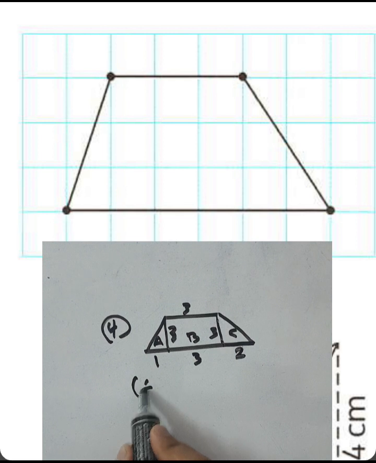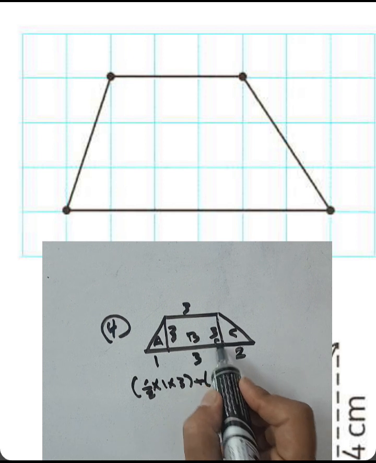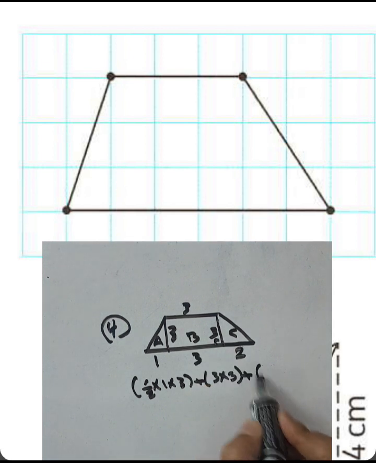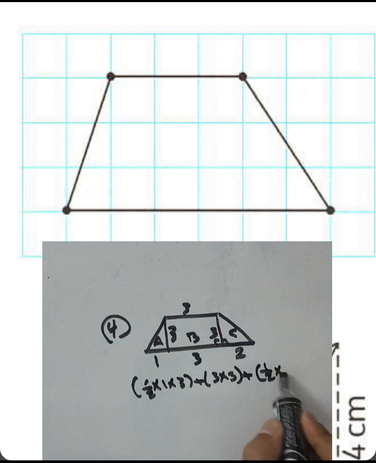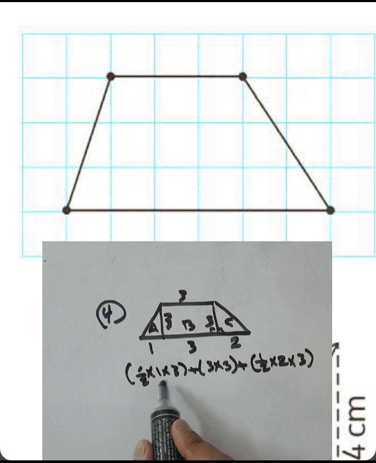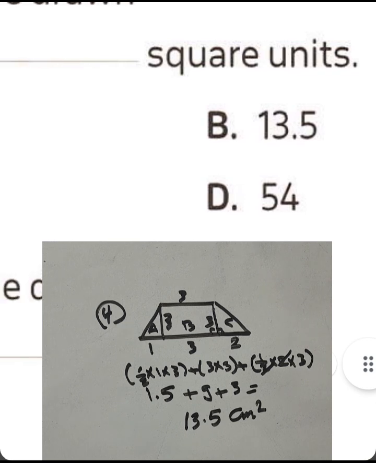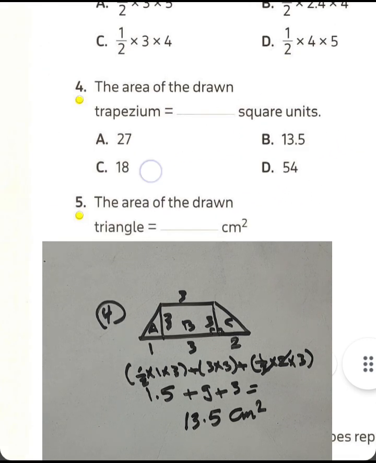The area of A will be half multiplied by the base multiplied by the height, plus the area of this rectangle, which will be 3 multiplied by 3, and the area of this triangle will be half multiplied by the base multiplied by the height. Half times 1 times 3, 1 times 3 equals 3. 3 divided by 2 will be 1.5. 3 times 3 equals 9, and half of 2 is 1. 1 times 3 equals 3. Then 9 plus 1 equals 10. 10 and a half plus 3 will be 13 and a half square centimeters. So you must choose letter D for this example.